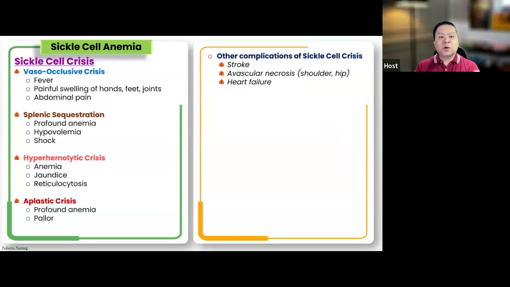Now, there is also what we call chest syndrome, which is going to be one of the complications wherein the person will have chest pain. They're going to have fever. They will have pulmonary infiltrates, and this can be attributed to, let's say, an infection, or a pulmonary infarction, maybe, or it can be a result of acute chest syndrome, or maybe a form of lung injury caused by the sickle cell.